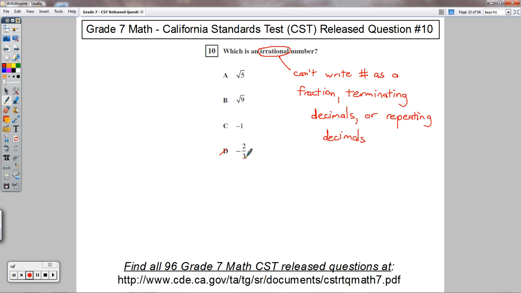This is a fraction. Doesn't matter that it's negative, it's still going to be a fraction. And this one, I can write as a fraction. I could put it over 1. That's not going to work. So it's between these two.